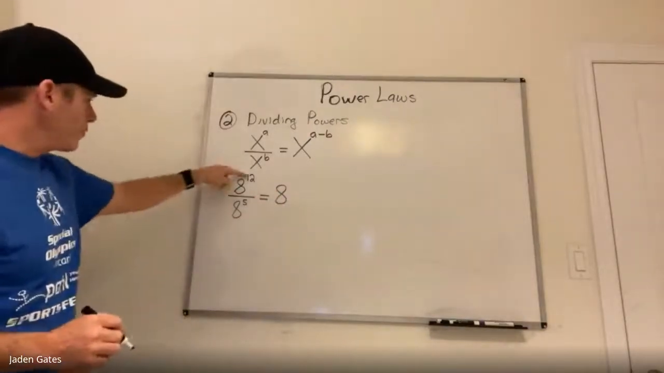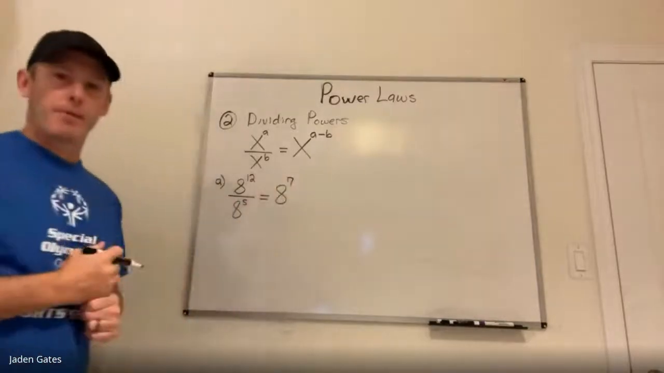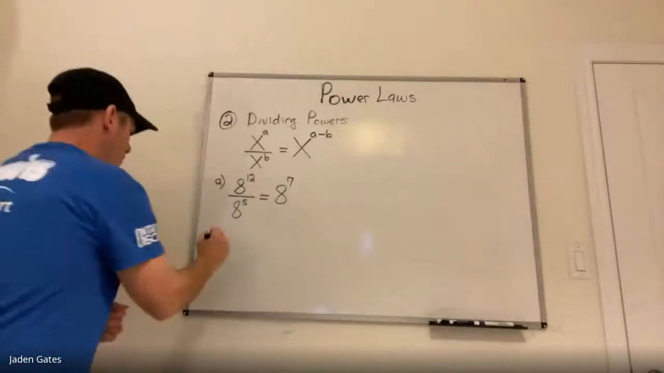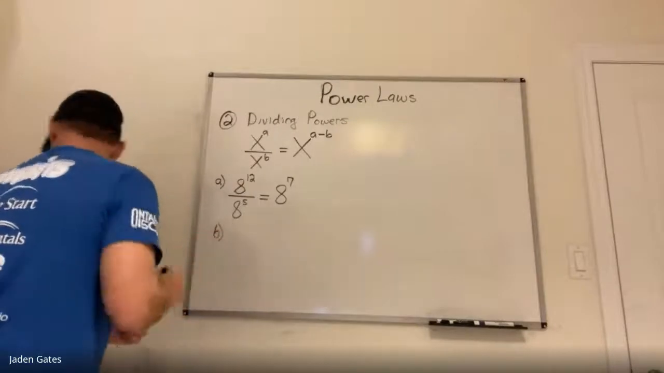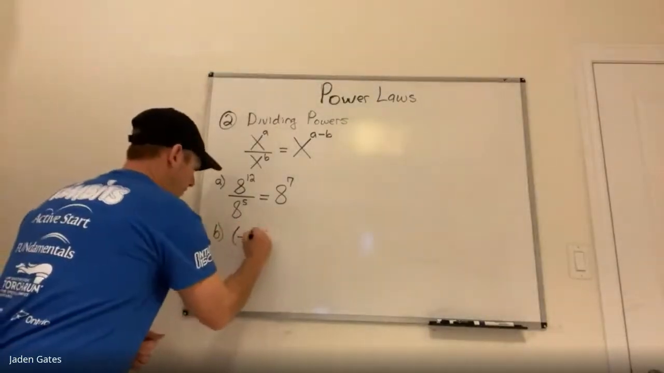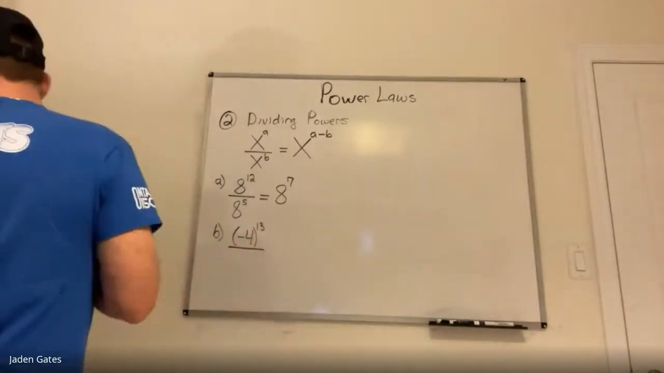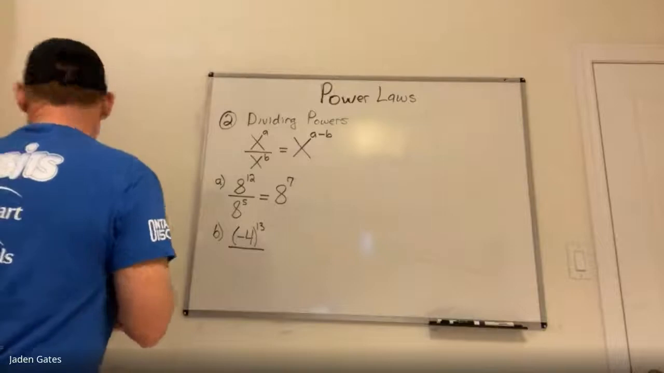Subtract my exponents, so 12 minus 5. So we have 8 to the power of 7. All right, again, I'm going to throw different scenarios at you here. B, we could have negative 4 to the power of 13 divided by, of course, negative 4 to the power of 3.